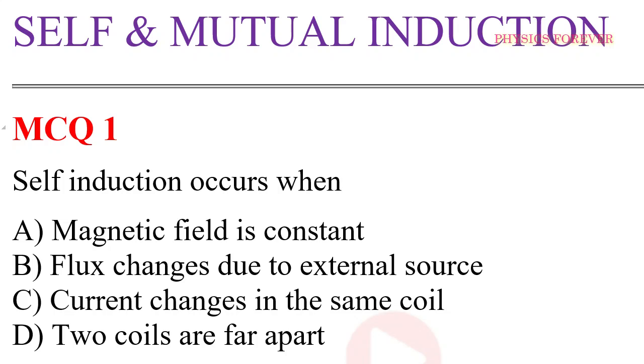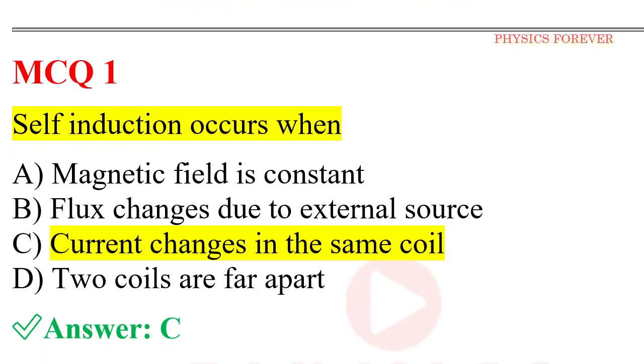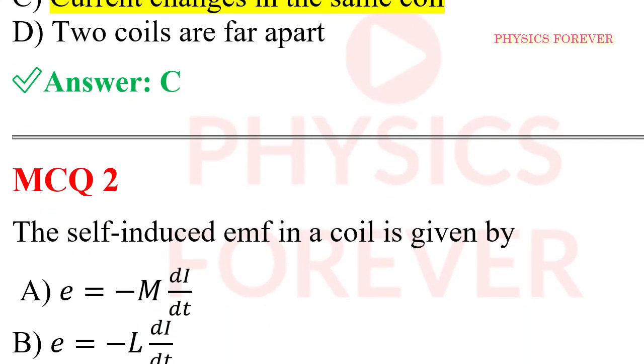So in the last class we discussed self and mutual inductance from the exam point of view. Based on that, we have to discuss some important MCQs. Okay, so first question: self inductance occurs when... the correct option is C. The current changes in the same coil. If it is another coil, then it should be mutual inductance. So option C is correct.